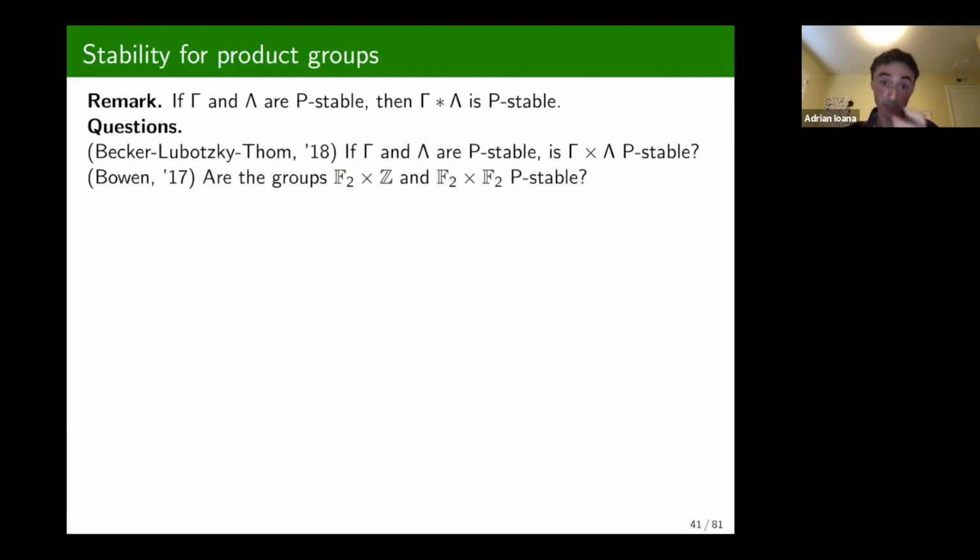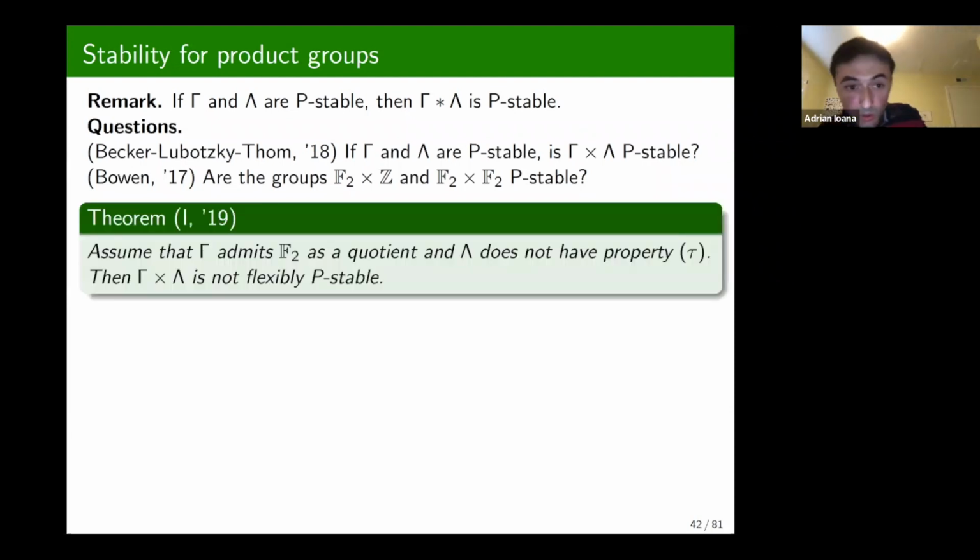And I should mention that a variant, a particular case of this question, was asked a year before by Louis Bowen. And he asked whether specifically the free group on two generators times the integers, and F2 times F2, are p-stable. Okay, and so the main result of some work I did last year is that both of these questions have negative answers, and this is a consequence of the following theorem.